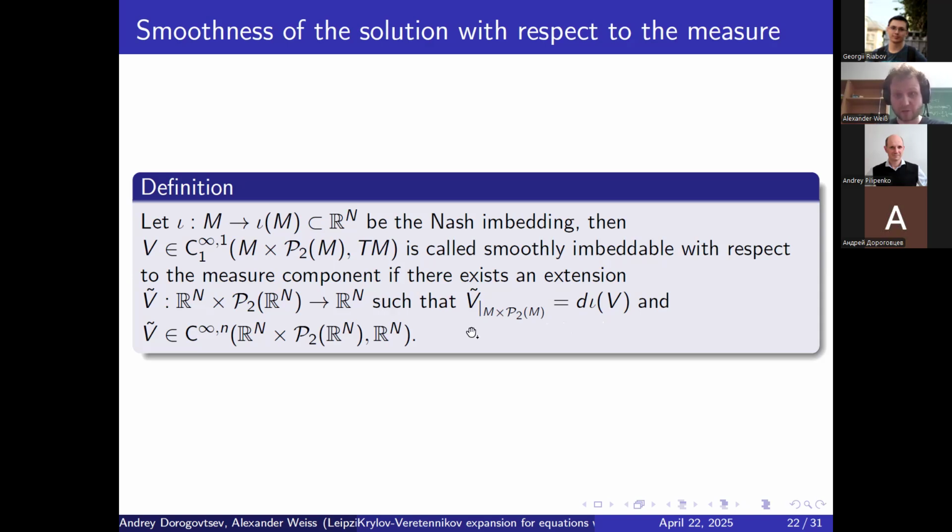Yes, so basically they coincide where we want them to coincide, and V tilde should inherit the same smoothness properties as we had before. Then it is called smoothly embeddable, and only for these kind of vector fields we will be able to prove smoothness of the solution with respect to the measure variable.